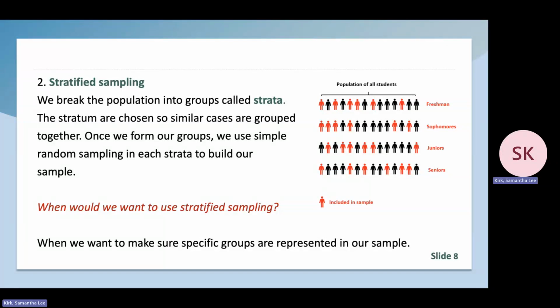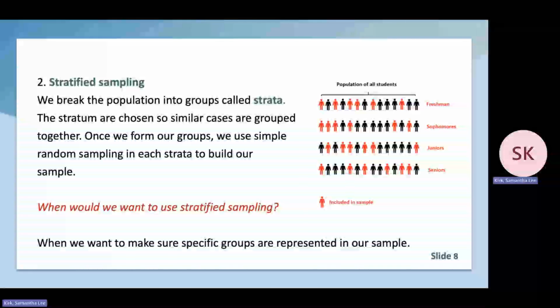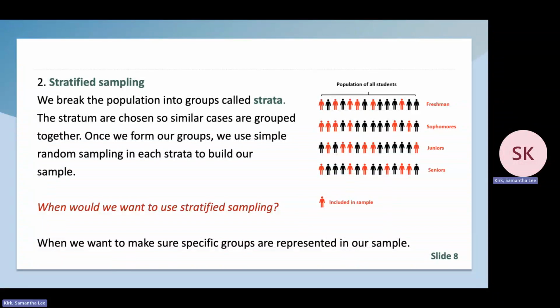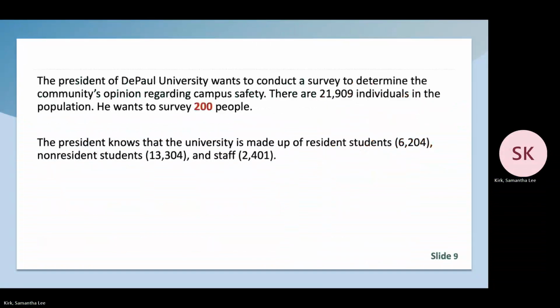If we have a very large population and we're just taking a small portion of it to make our sample, certain groups may not be represented when we use simple random sampling. But if we want to make sure those groups are there in our sample, by breaking them up and taking a little bit of each group, we make sure that the groups we're interested in are in our sample. Let me give you an example.